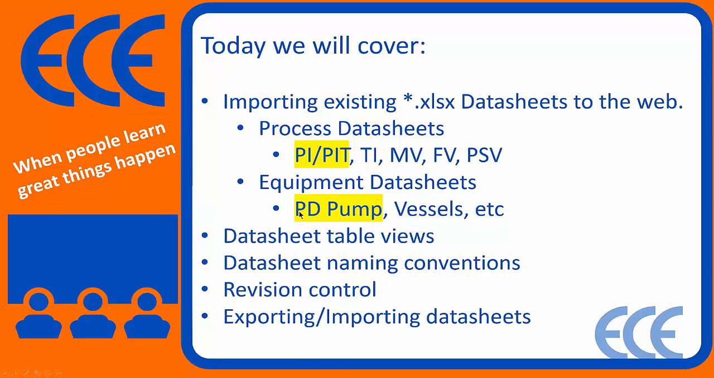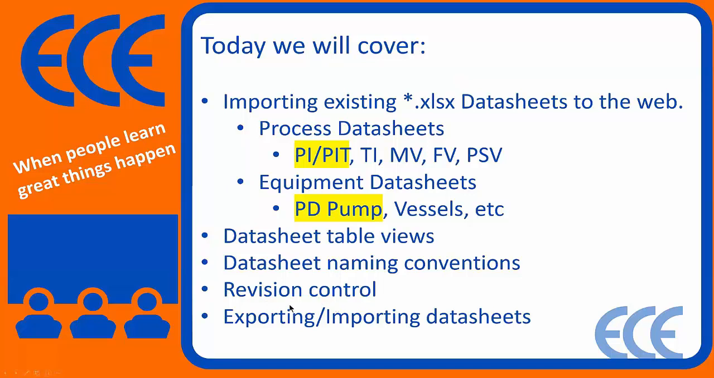Once we import it, we'll take a look at the datasheet table view. That's going to be inside the browser. We'll take a look at the data in a grid form that we're going to populate onto the datasheet. And we can also edit the data at that time as well. We'll take a look at some naming conventions. So whenever you export the datasheet out, what is the name that's applied to it? That can be programmatically generated.